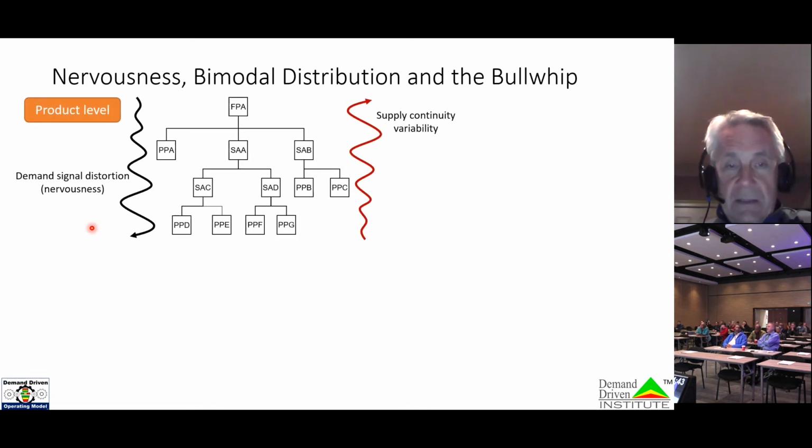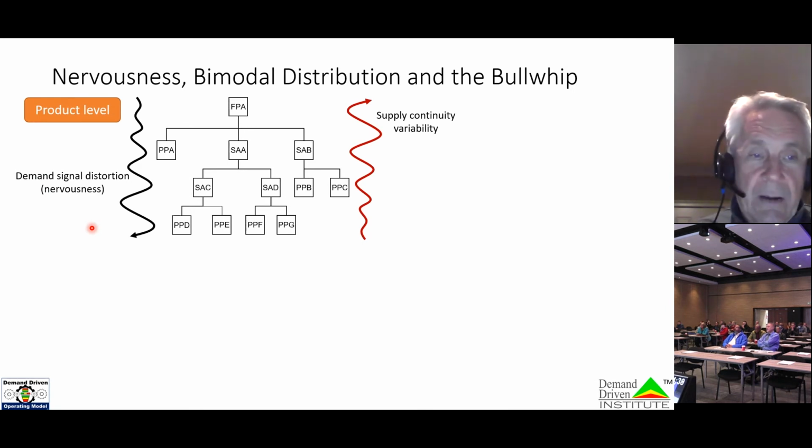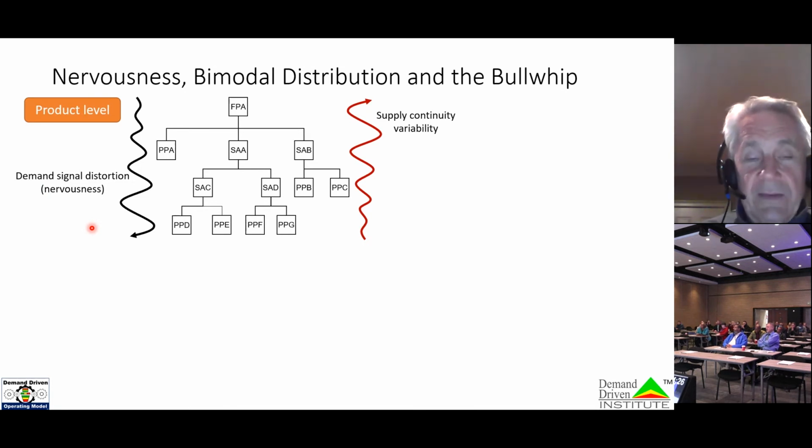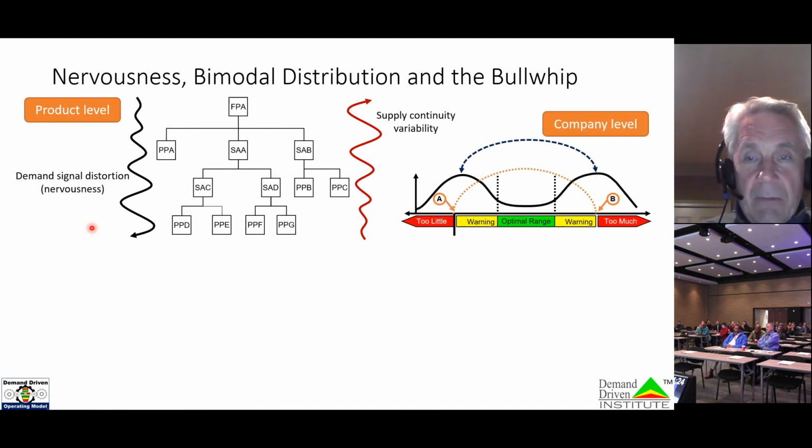Anytime we have this long chain of events or deep product structures, we are introducing the greater opportunity for signal distortion and nervousness. Everybody's familiar with the bullwhip effect. They've lived with this, and if we can find ways to create some independence within this environment, we're going to be better off.